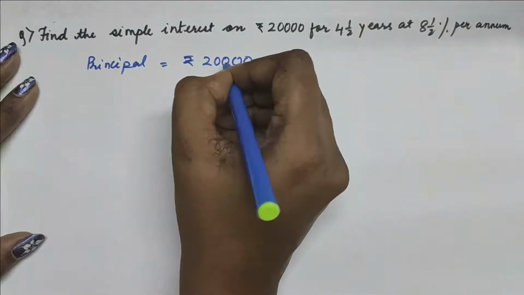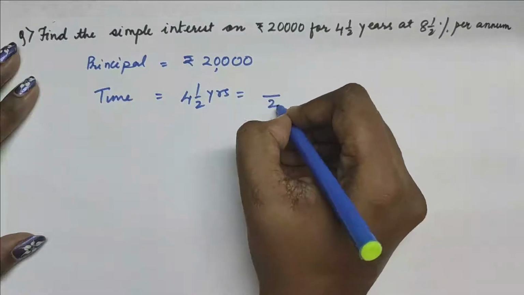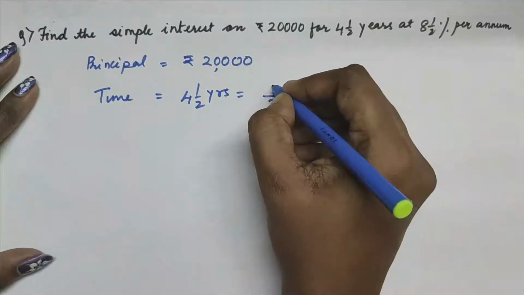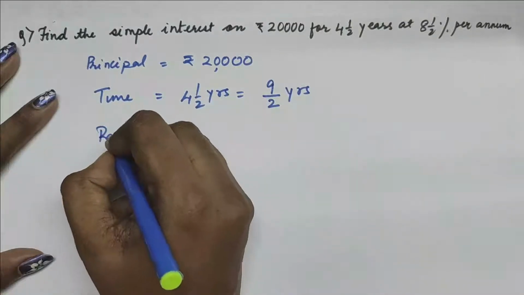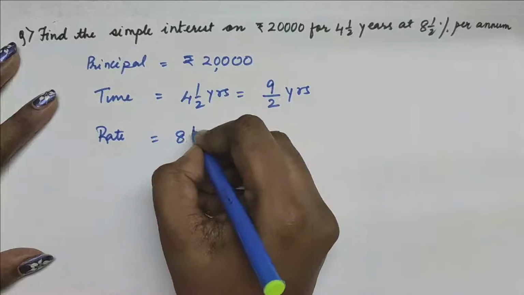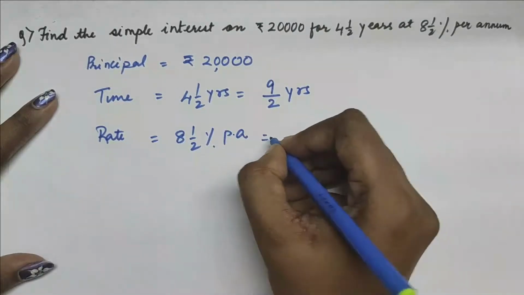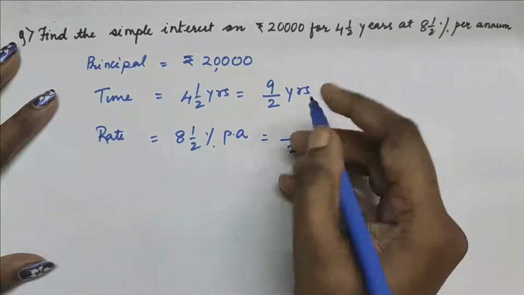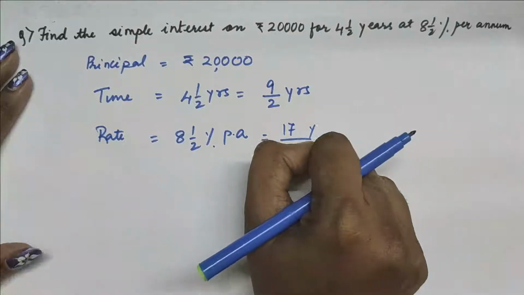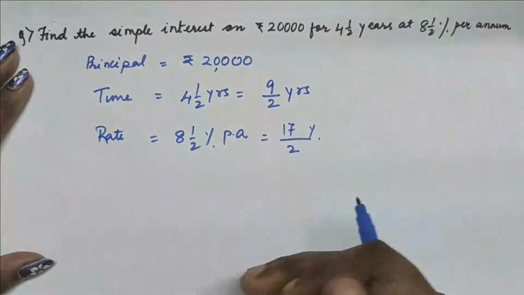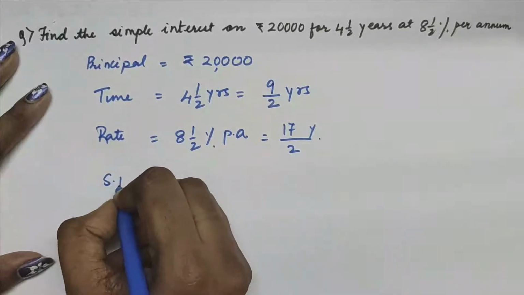Principal is rupees 20,000. The time is 4.5 years. That is, in improper fraction, it is 9 by 2 years. The rate of interest is 8.5% per annum. That is for the whole year. And again I can convert into improper fraction as 17 by 2%. And because it is percent, when we use it, we write it by 100. And we have to calculate the SI.